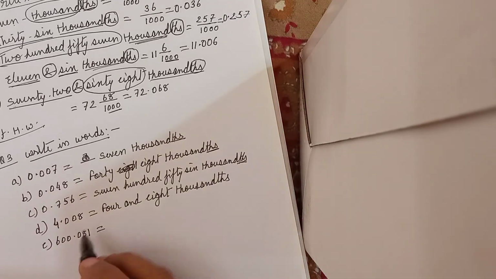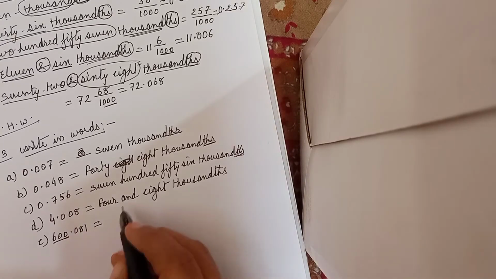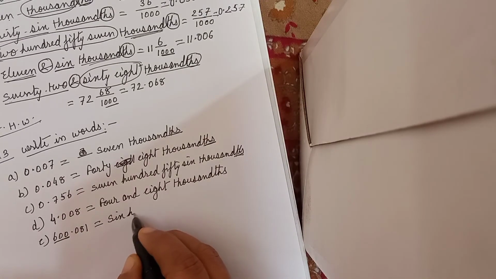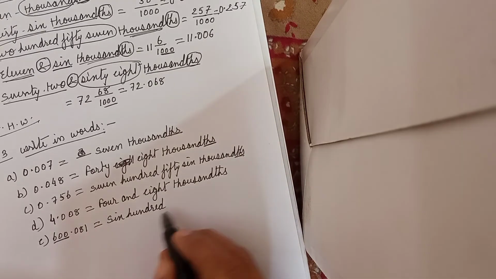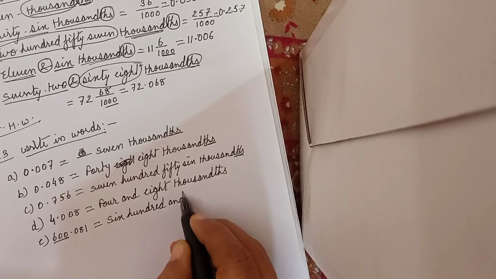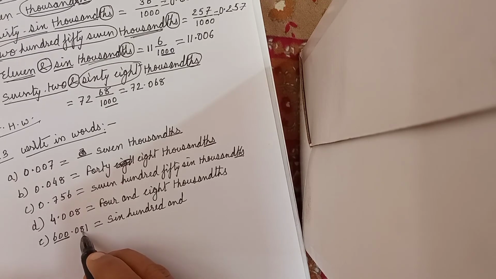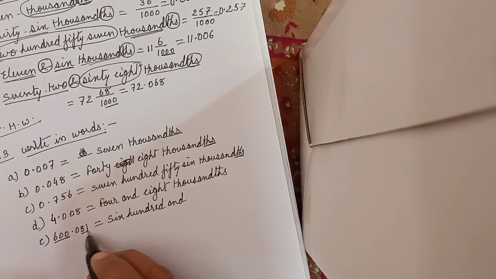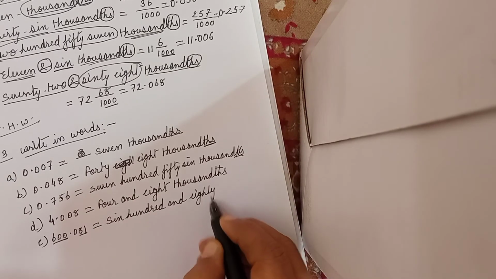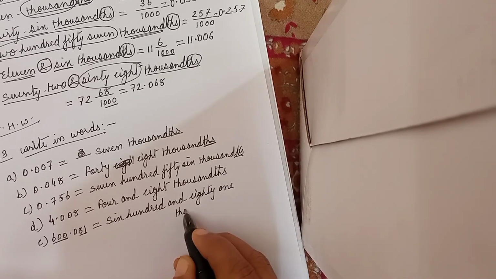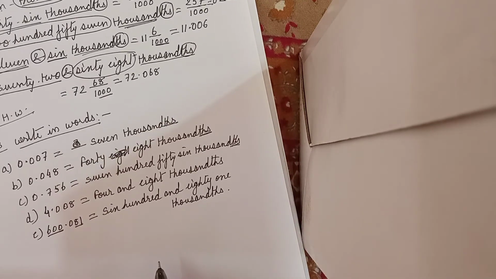Now, question number E is 600.081. See again here, here is a decimal. Before the decimal it is 600, so we will write 600 first. 600 we have written. After that we will put and. After that the decimal part. This is tenths, this is hundredths, this is thousandths. How many thousandths? 81 thousandths.